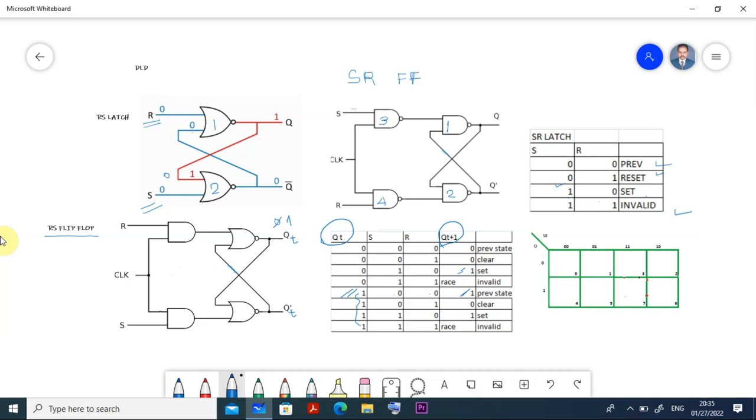Which one does it have to reset? Then what is the value of Qt? That will reset. Reset means it is 0. Set means it is 1. Now it will reset, and previously 1 was there. It will reset, or clear, and make it 0. Clear means 0 will be there.